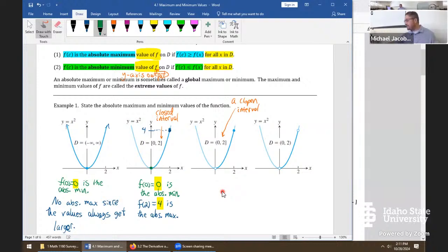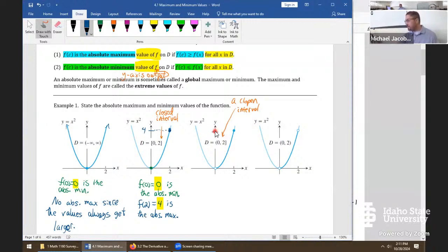Thanks for the chat. Emily says 4. Turns out it's not 4 on this one, or unless you're talking about the absolute maximum. Sorry, I think that's what you're referring to. Yes, absolutely. On this one, because of the closed bracket right here at 2, it means you can really put a 2 inside the function. You go over here, you get your output of 4.